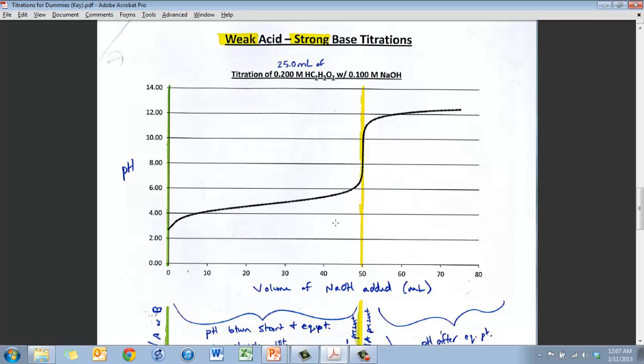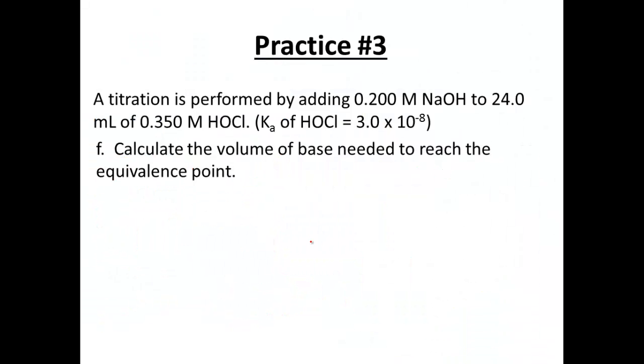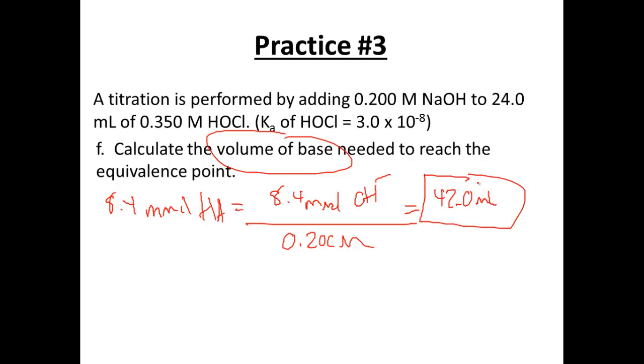And when you try to get to the equivalence point, the whole point is the moles of the acid and the base are equal to each other. In this case, the millimoles of HA are equal to the millimoles of the hydroxide. Well, in this case, we're talking 8.4 millimoles. So what volume does it take to get there? Well, it's the 8.4 millimoles divided by the concentration of 0.200 molar. And it turns out the volume needed here is 42.0 milliliters of base required to reach the equivalence point.